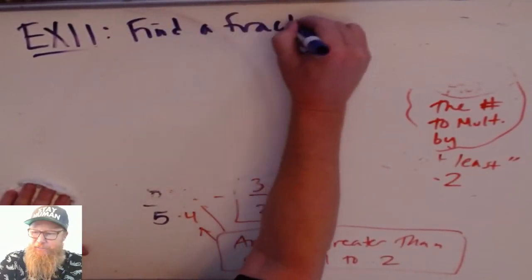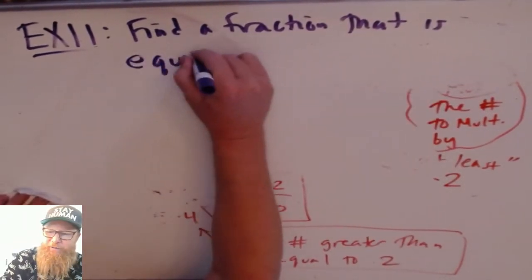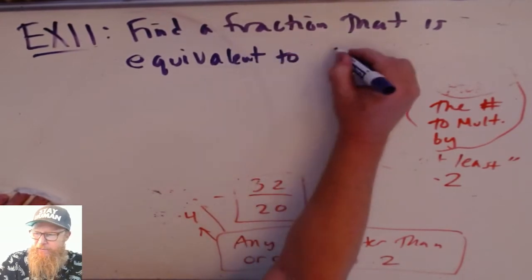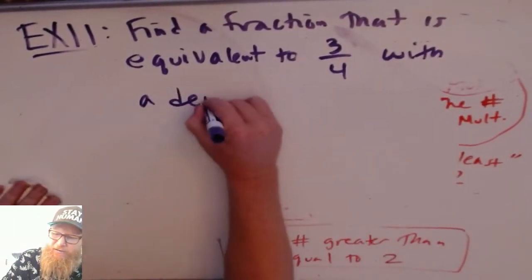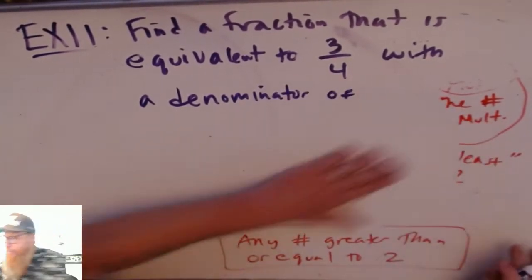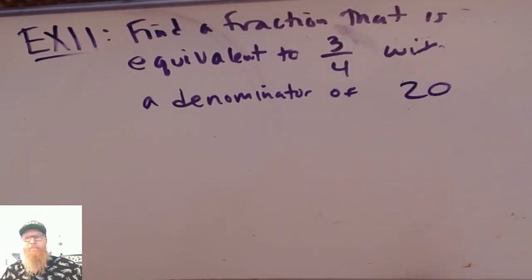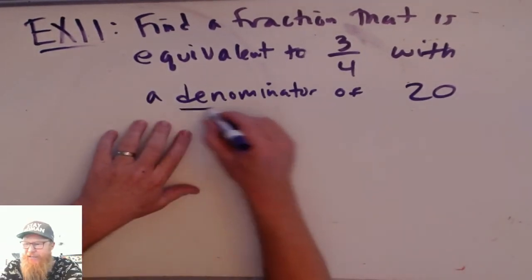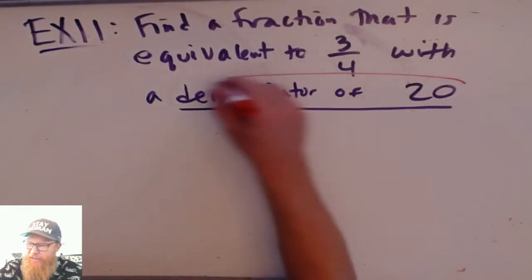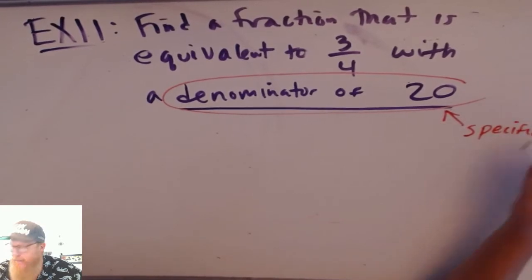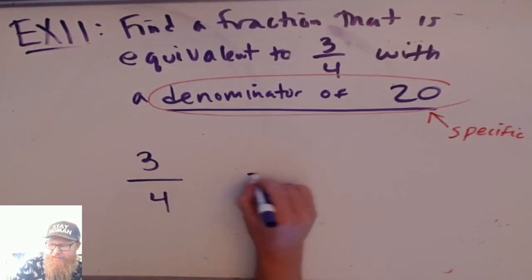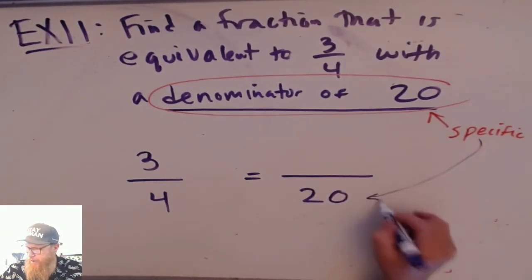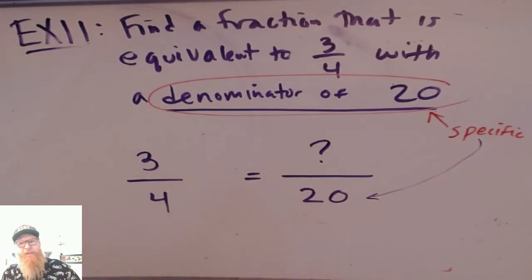find a fraction that is equivalent to 3/4 with a denominator of 20. So now I'm not saying any old fraction. I'm being very specific. So this is not just any. This is very specific. I want a specific fraction. So 3/4 equals, the denominator is 20, and you have to figure out what the top is.